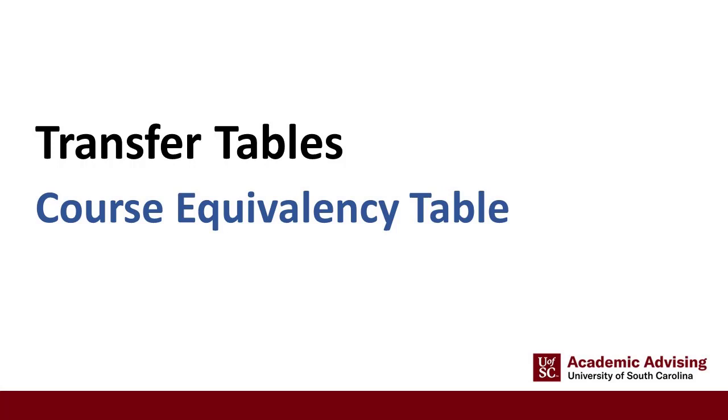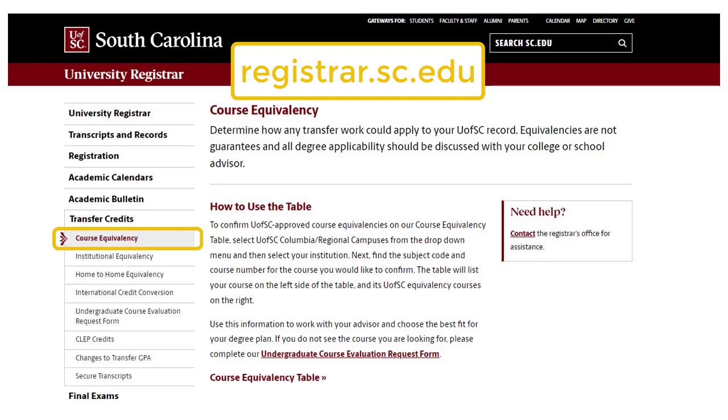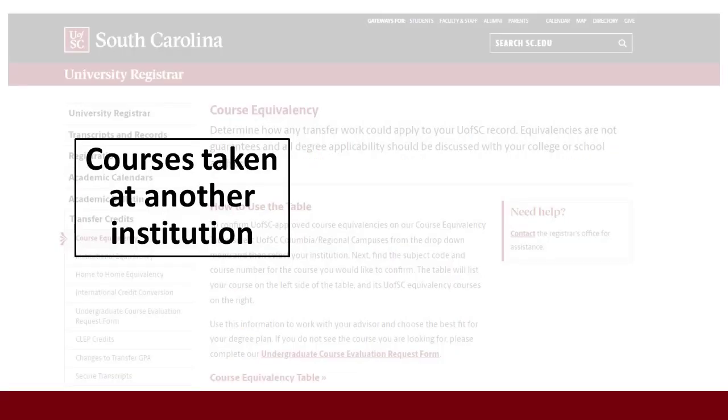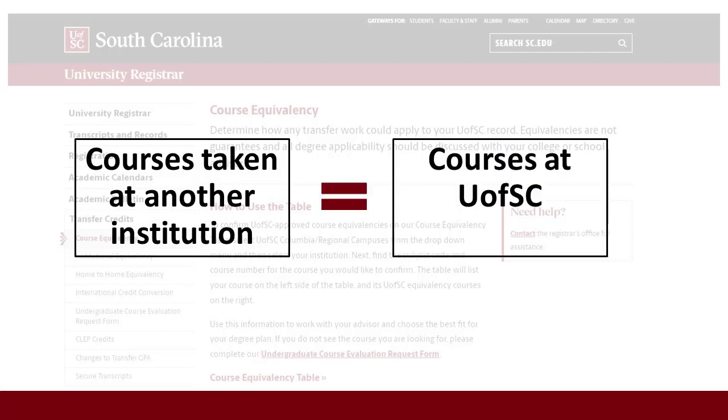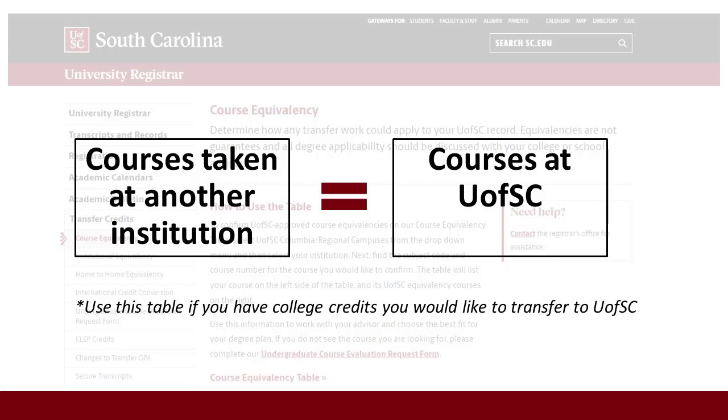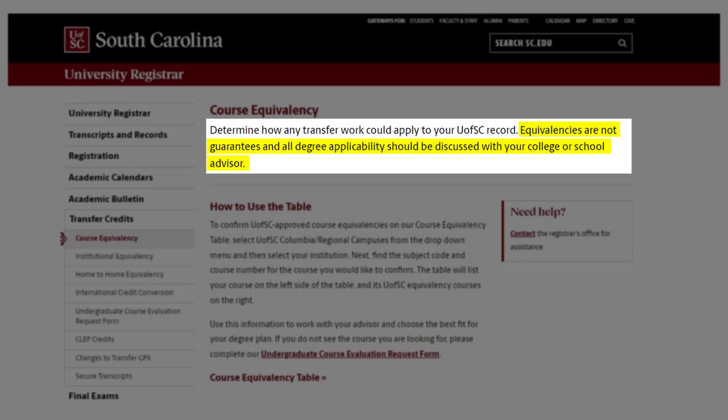transfer tables, using the Course Equivalency Table. The Course Equivalency Table is used to determine how courses taken at another institution equate to courses at UofSC for transfer credit. You should use this table if you have college credits that you would like to transfer to UofSC. Note, course equivalencies are not guaranteed to be degree applicable and should be discussed with your academic advisor.